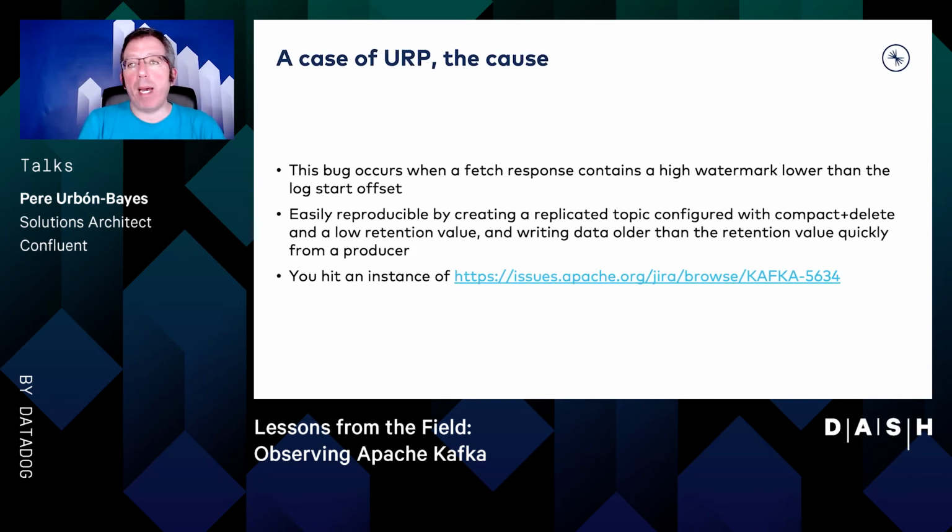We actually hit that bug, KAFKA-5634. It was very easy to reproduce: creating a replicated topic configured with compact and delete, and basically hammering it with a lot of data very fast. That was a bug caused because the high water mark and the latest offsets were changed around. When the replica fetcher was trying to fetch new messages, it was confused and it raised an exception.